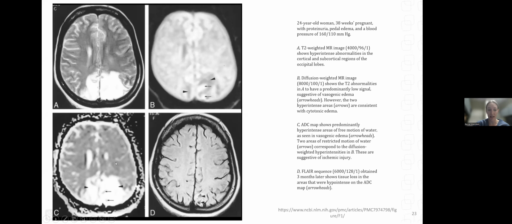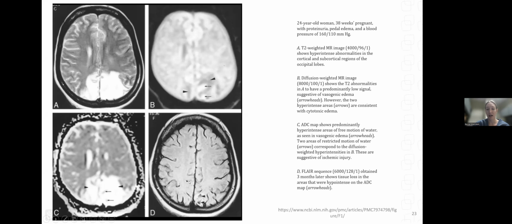And that does correlate with our ADC. So again, the larger arrows, which are pointing to the vasogenic edema, are bright on ADC versus dark on ADC for these small areas, which are cytotoxic. So more permanent damage here for those small areas of cytotoxic edema.